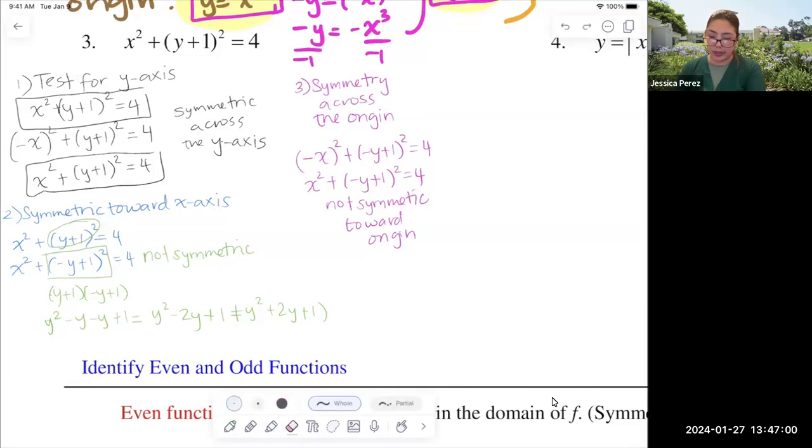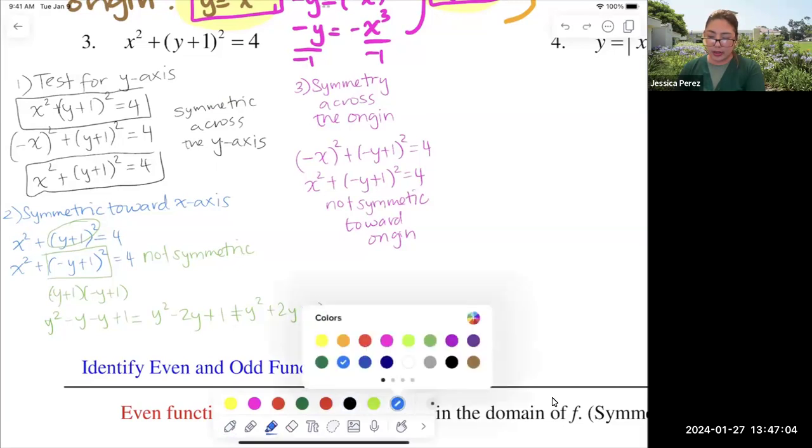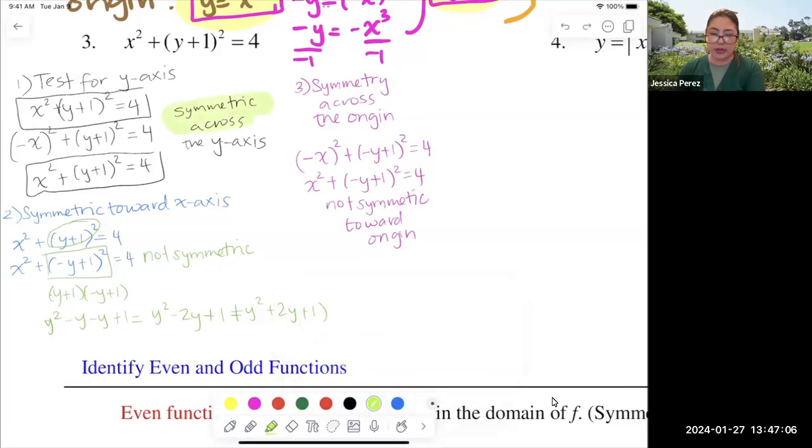Excuse me there, let me make that a highlight. It's only symmetric towards the y-axis. Okay. So similarly, we're going to do the last piece.